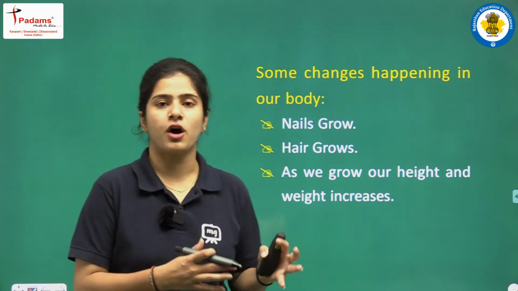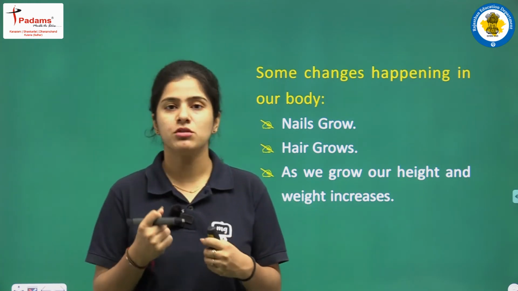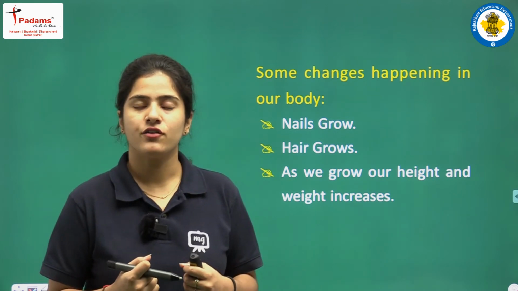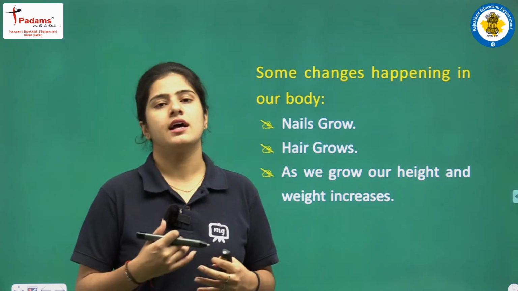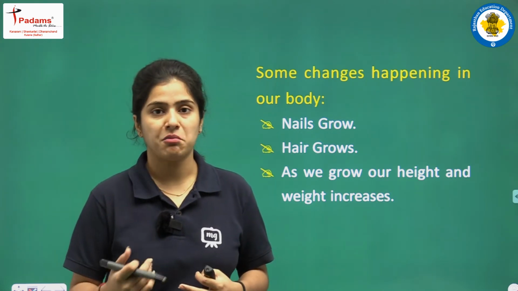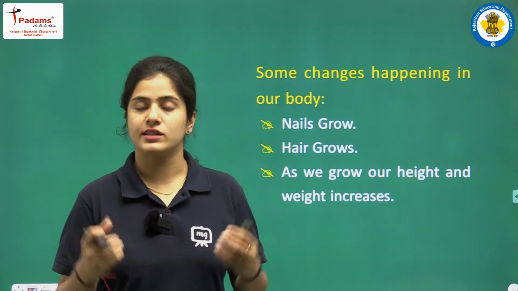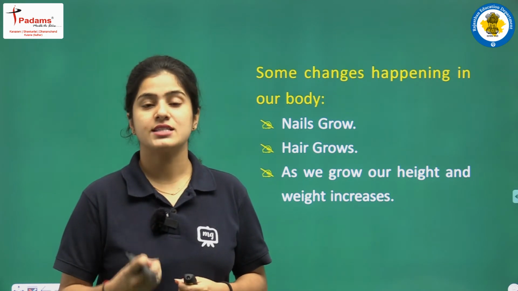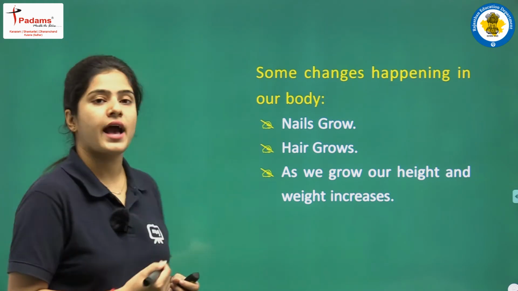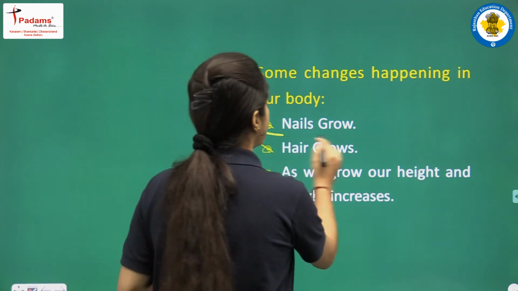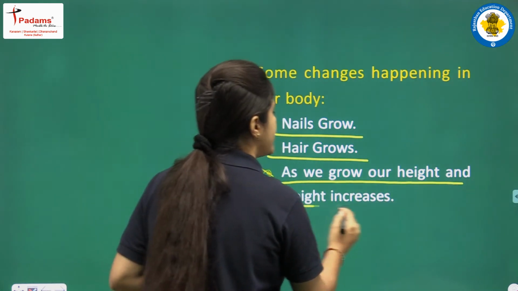And when you pass from childhood to the teenage years, you get pimples on your face. You must have seen that the hormones are changing in your body. So there are a lot of changes occurring in our body, right students? Like your grandparents, your grandma and grandfather, dada dadi, have wrinkles on their faces. Those are changes occurring in their body due to time. So in our body the nails grow, the hair grows, and as we grow, the height and weight increase.